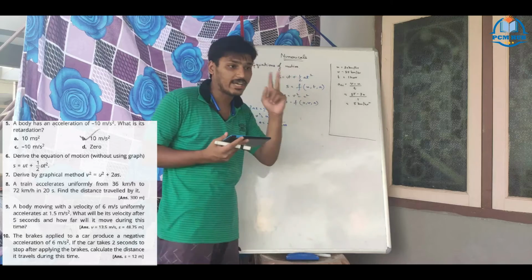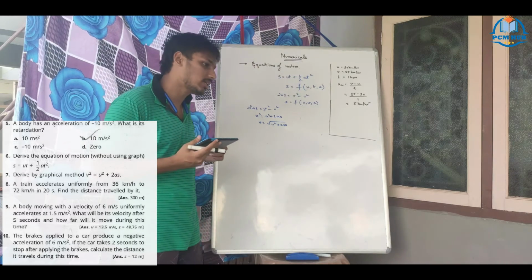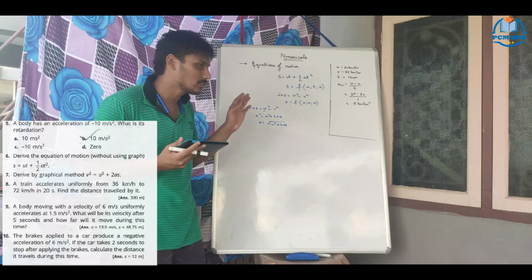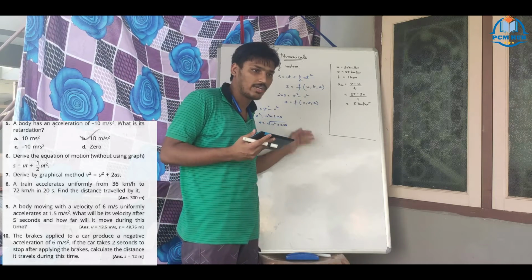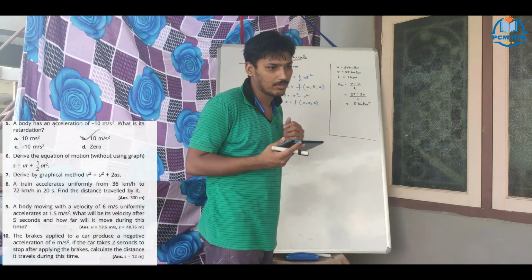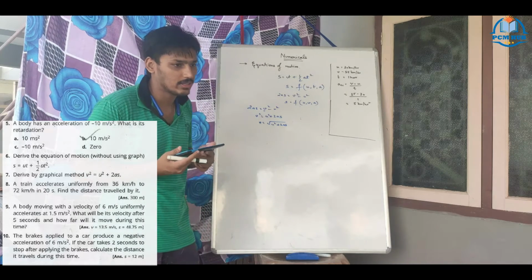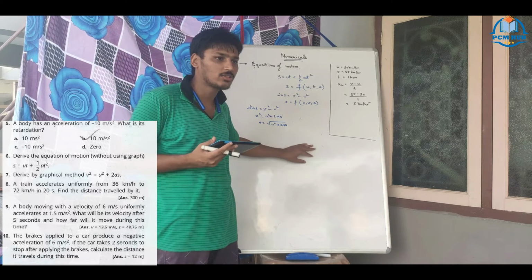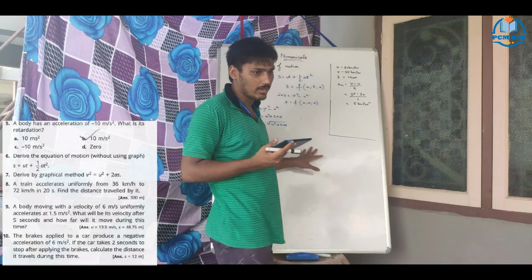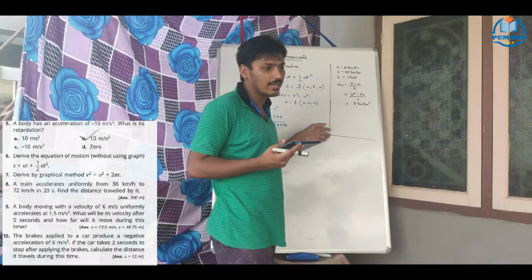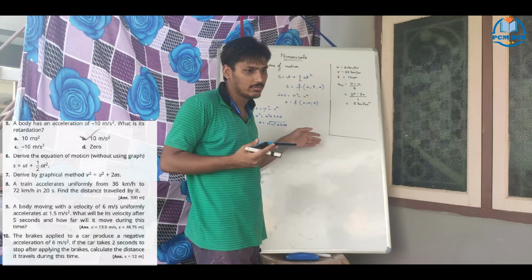Coming to the second equation of motion, it is distance. How do we get distance? Distance is the area under the vt curve. So we have a triangle and a rectangle, and we add the two areas. The area of the rectangle is u into t, and the area of the triangle is half, how much?